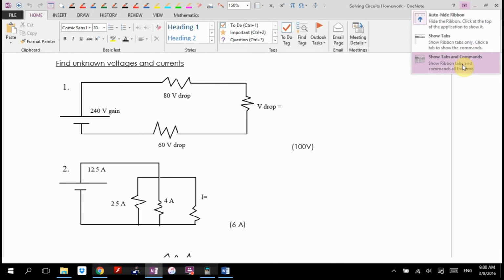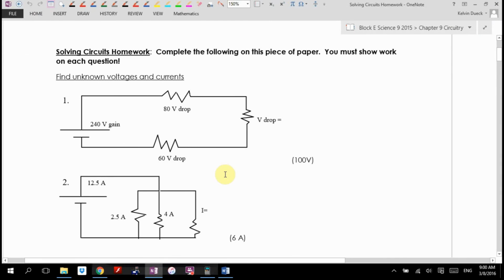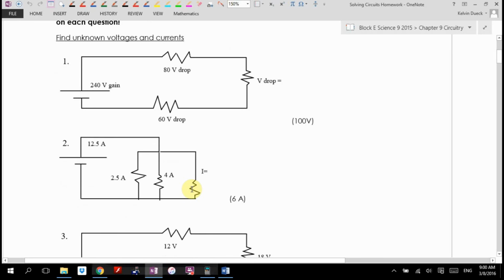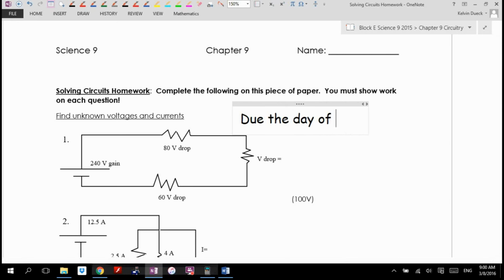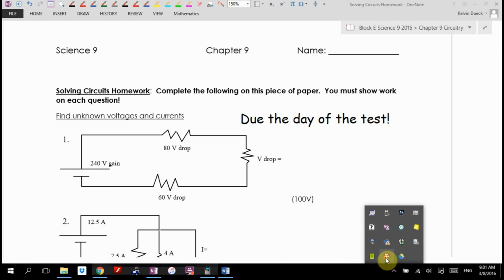Were there any of these, and I helped a bunch of you with, I think, the last question or something like that. Were there any of these that you wanted me to go over? Now is your chance to ask. Any of these that you were going, Mr. Dewick, I'm looking at these answers, I got no idea how the heck you got them. So this will be due the day of the test. I'll take questions in a second, but put your pencils down.